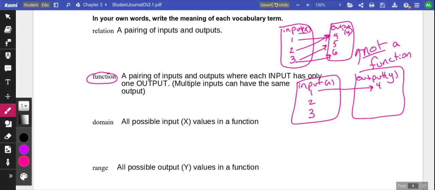So 1 can go to 4, and 2, let's say, goes to 5. It's okay if 3 goes to 5. Multiple inputs can have the same output, so 2 and 3 could both equal 5. That's fine. But I can't have 3 possibly equaling 2 different numbers. Then it's not a function. Every number over here has to go to only one number in the output column. If this is a little confusing, that's okay. We're going to go over a lot of examples with this.